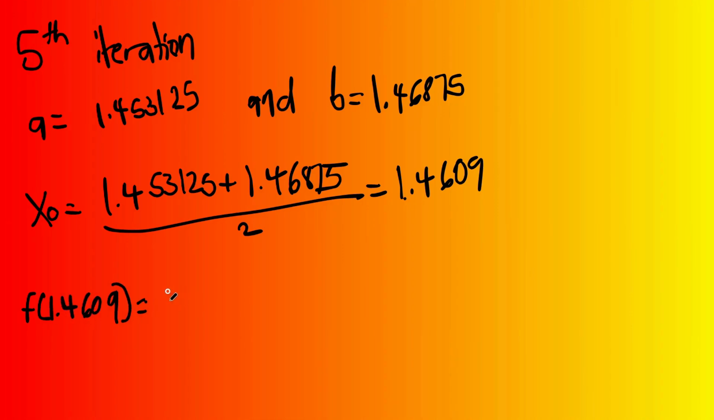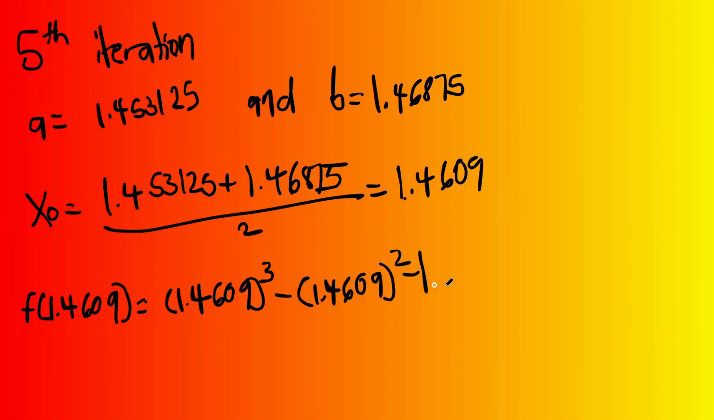So f of 1.4609 is 1.4609 cubed minus 1.4609 squared minus 1 equals, so 1.4609 cubed minus 1.4609 squared minus 1. Okay, so the answer is negative 0.01633. So the answer here in the fifth iteration is negative 0.01633.